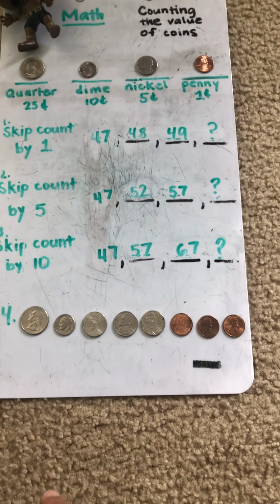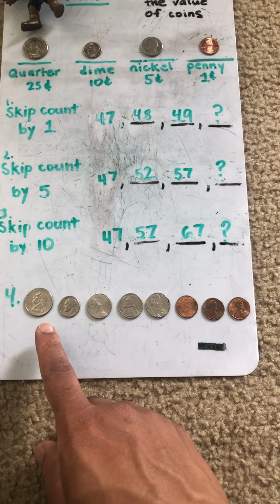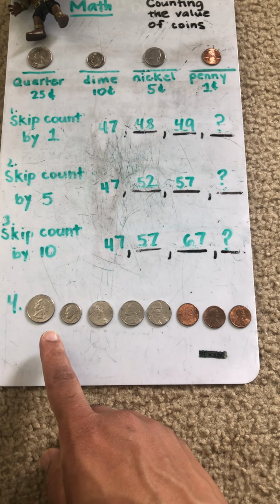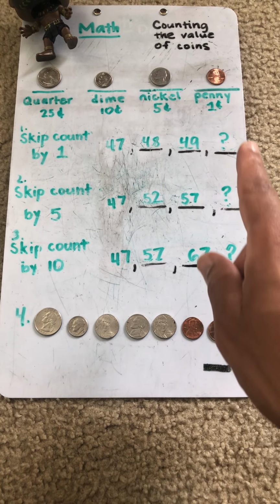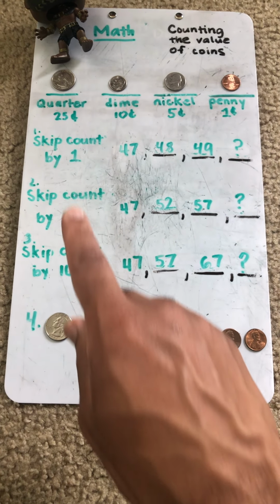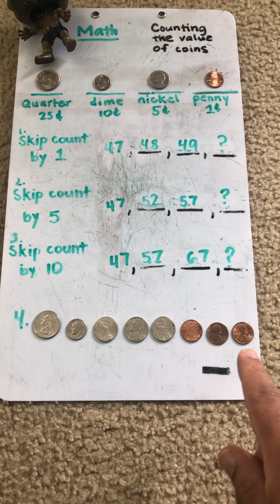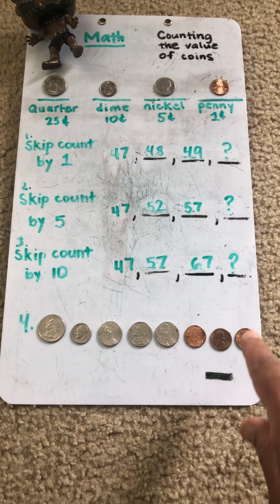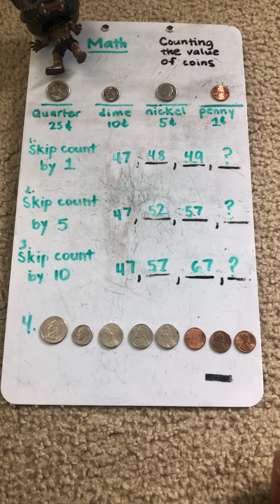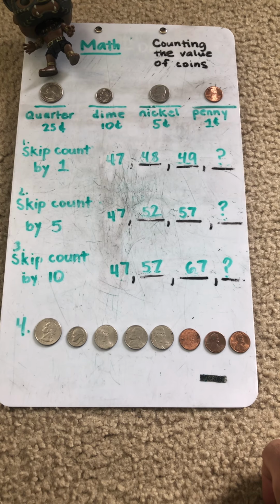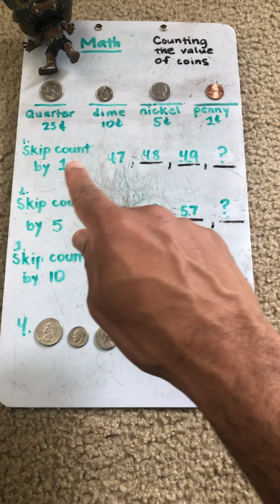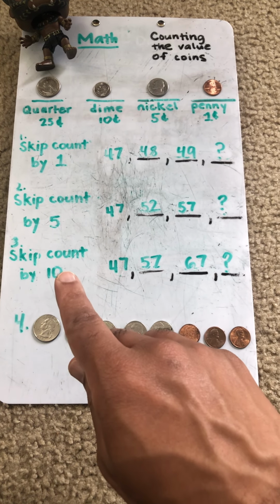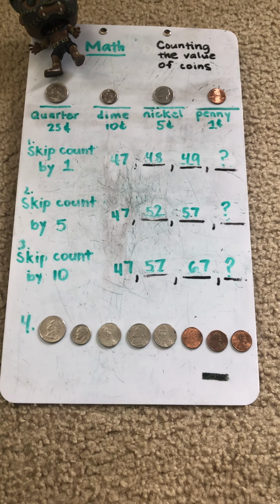For number 4, we have some coins for you all to use. You're going to take a look at these coins, think about their values, and use your skip counting skills to tell me what's the value of all these coins together. Again, in a private comment on this assignment, you will give me these 4 answers. 1, 2, 3, and 4.